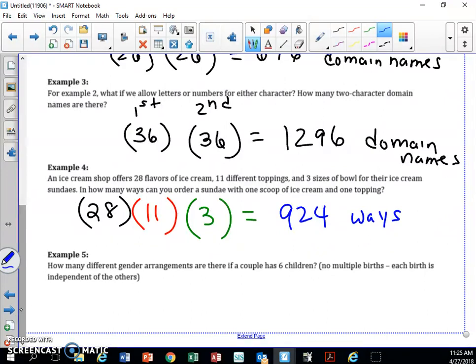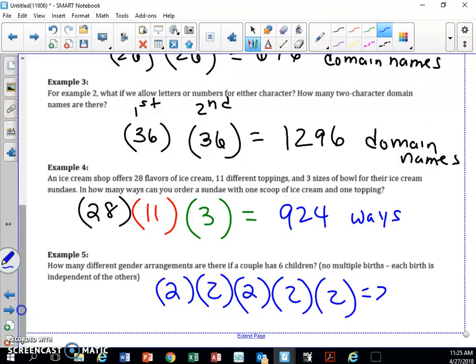How many different gender arrangements are there if a couple has 6 children? So for the first child, we have 2 choices. For the second child, we have 2 choices. Third child, we have 2 choices. And hopefully you see where we're going with this. The fourth one, we have 2. The fifth one, we have 2. So if we raise 2 to the 6th power, we should have 64 arrangements for our gender.